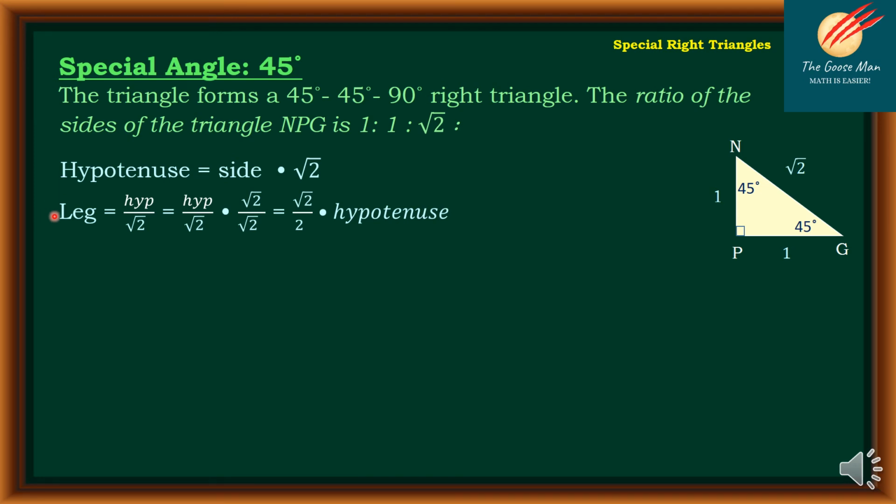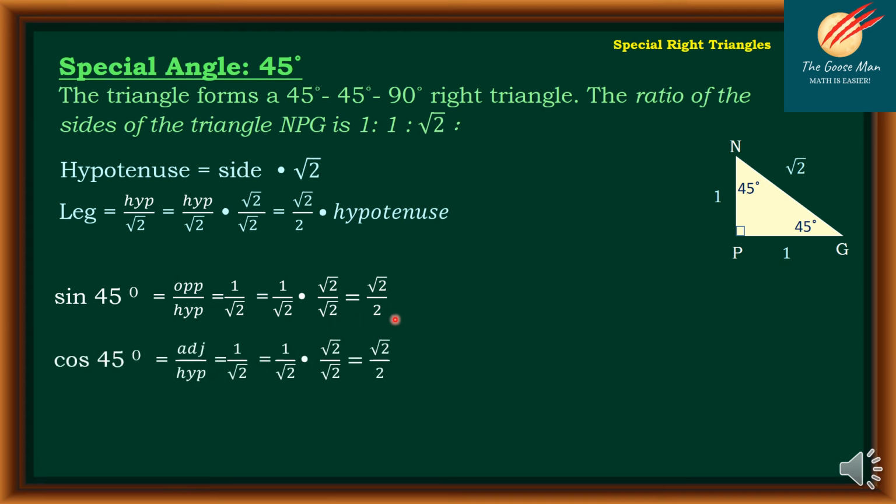Now that we know the relationship between the hypotenuse and the legs of a special angle of 45, 45 degrees, let's move on to the trigonometric functions. So sine 45 degrees, say for instance, we consider the angle G, that is opposite divided by hypotenuse, that is equal to 1 all over square root of 2. But if we rationalize this, multiply both the numerator and denominator by the square root of 2, so we come up with the square root of 2 all over 2.